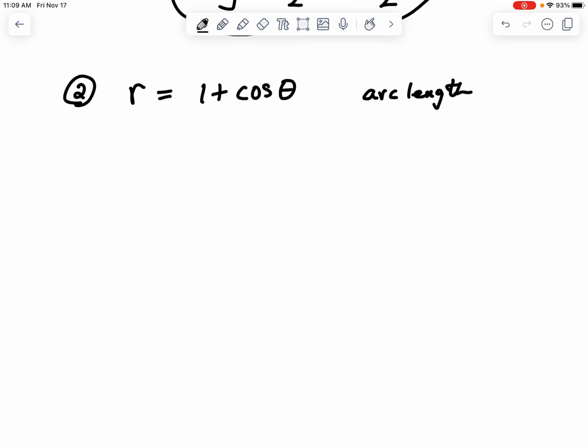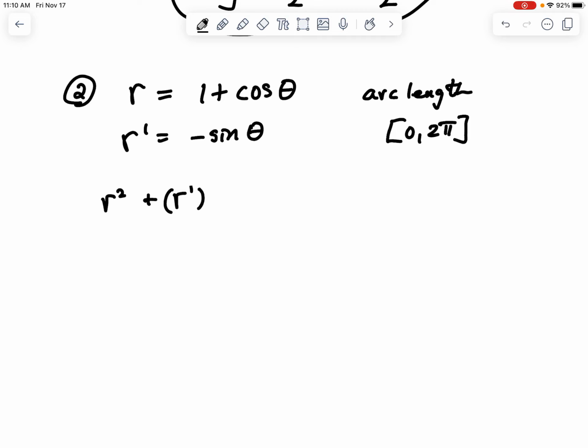All right, so find the arc length. So we're using 0 to 2 pi. And then for arc length, when it's polar, we need the derivative, and the derivative of cosine will be negative sine. And we need to square each one of those. So take the r squared plus the r prime squared. And then those are going to go inside of a square root, and then that's what we're going to integrate. But I think I'm just going to work out some of the math first.